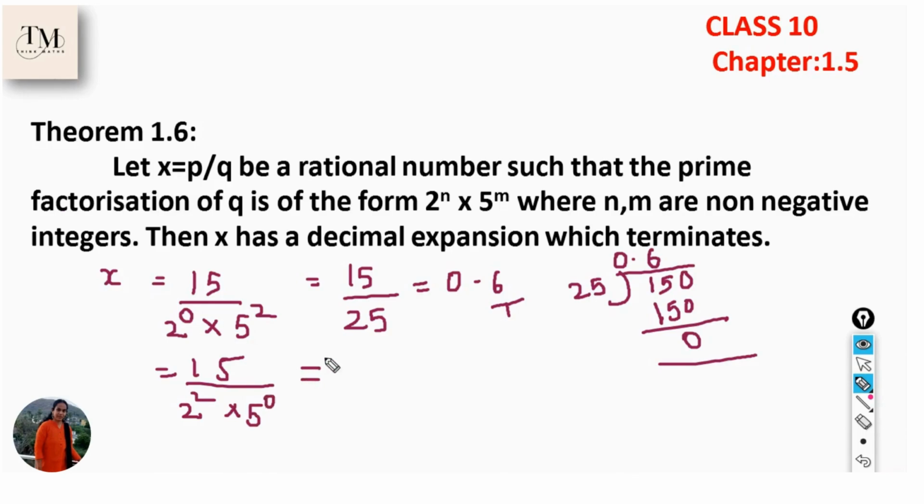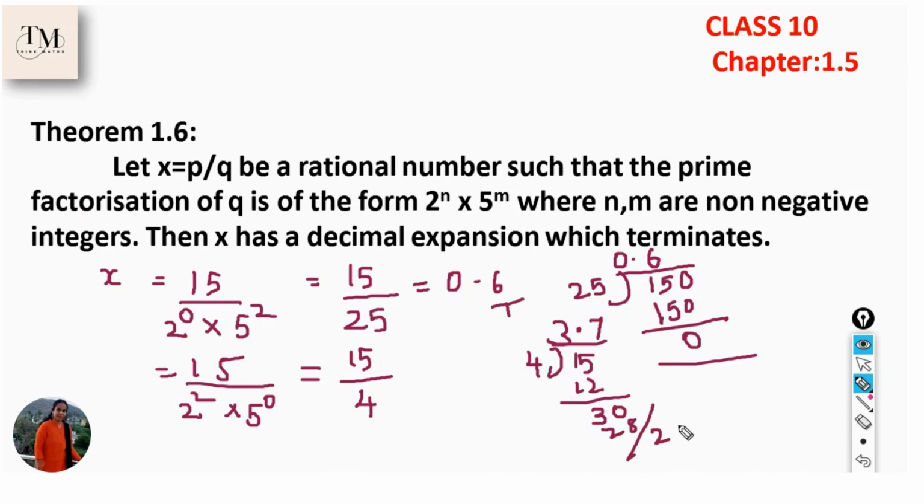In the same way we can take 15 divided by 2 power 2 into 5 power 0. 2 power 2 is 4 and 5 power 0 is 1. So 15 divided by 4. 3 4s are 12, so balance will be 3. 3 is not divisible by 4, so I add one 0 and a point here. 7 4s are 28, balance is 2, so I add one 0. 5 4s are 20, so the remainder is 0. So the answer is 3.75.